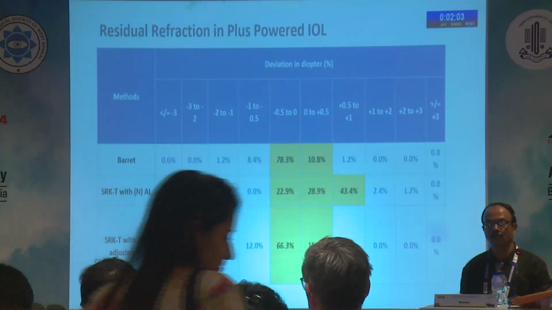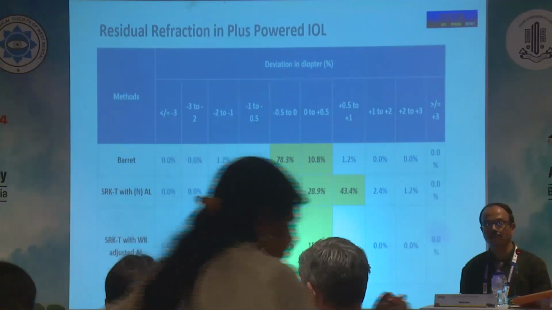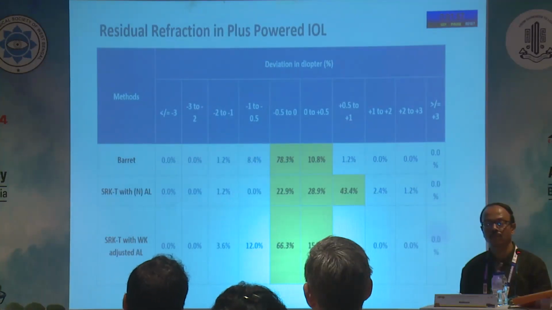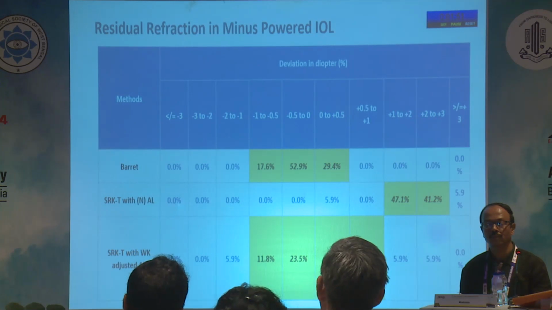This table shows the residual refraction in plus powered IOLs. Here we can see the BARRET and SRK-T with Wang's-Cox adjusted axial length showed similar results, but with normal axial length, SRK-T is giving hyperopic surprises. In minus powered IOLs, these hyperopic surprises were exaggerated with normal axial length while using SRK-T, but with BARRET and with SRK-T using Wang's-Cox adjusted axial length, it gives similar results.